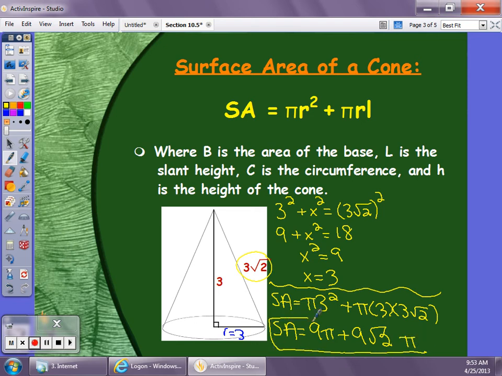Okay, so remember that we are not able to actually add 9 pi plus 9 root 2 pi because they are not like terms. So this remains our surface area as 9 pi plus 9 root 2 pi.